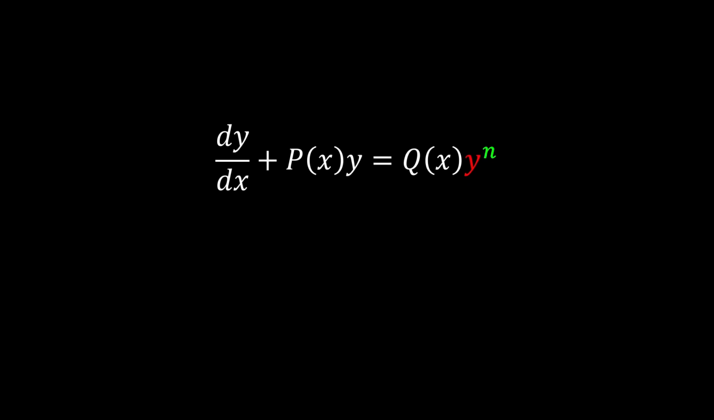The main characteristic of a Bernoulli equation is that it can be written in this form, which is very similar to the standard form for linear differential equations, except for the y to the n on the right-hand side. It's worth noting that sometimes your equation may not readily be in this form, and you may need to manipulate it in order to obtain the y to the n factor on the right-hand side.